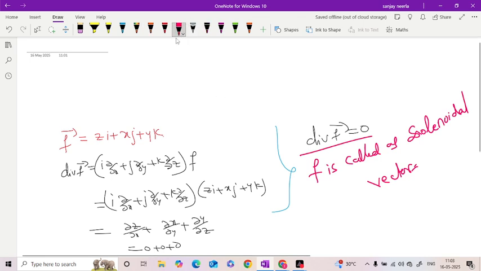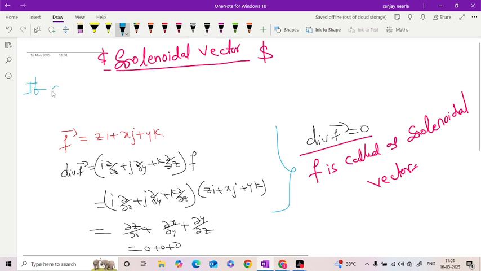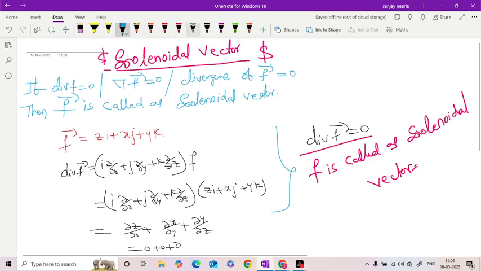Okay, that is our next topic. Solenoidal vector. So what is the statement? If the divergence of f is 0, or del dot f is 0, or divergence of vector f is 0, then this vector f is called as solenoidal vector. Okay, so this is one of the examples.